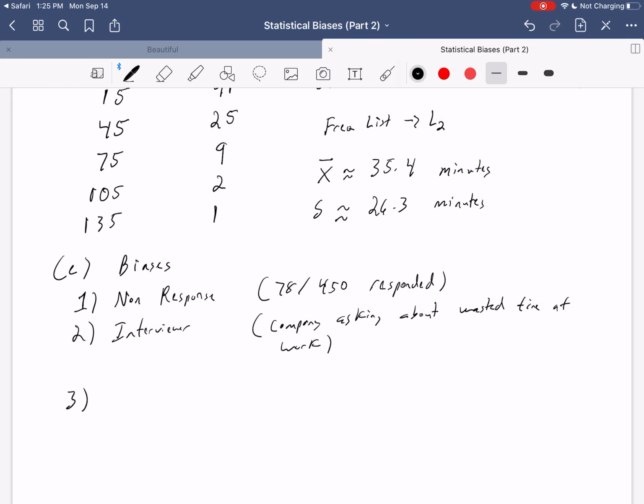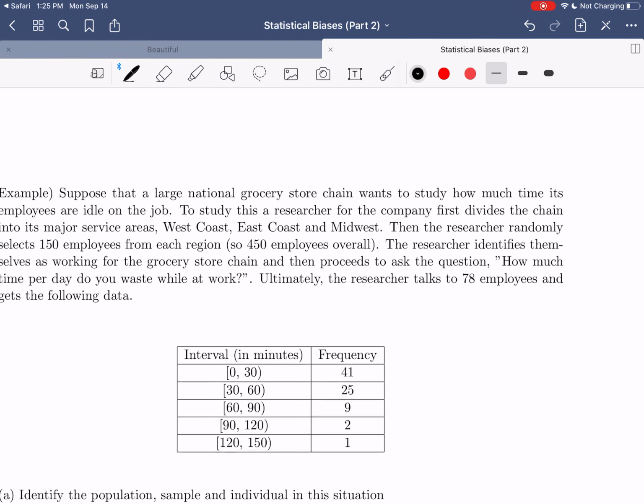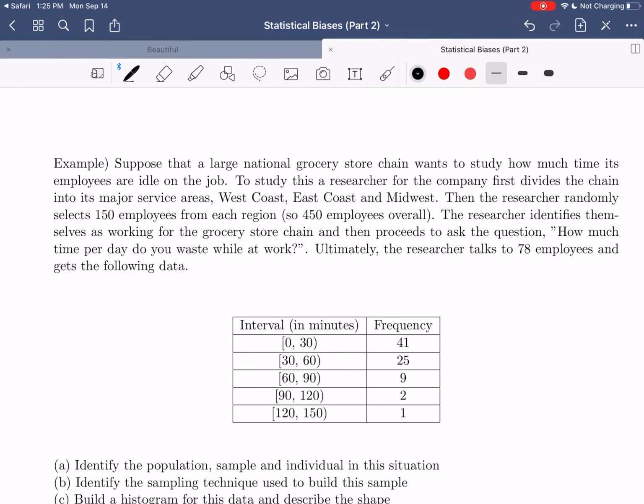What else could we argue for? Well, I also want to just call your attention, even though this one's a little more subtle, to how negatively they asked this question. How much time per day do you waste while at work? That's a little bit different than what they really wanted to study. They wanted to study how much time its employees are idle. And that's probably a more neutral term, right?